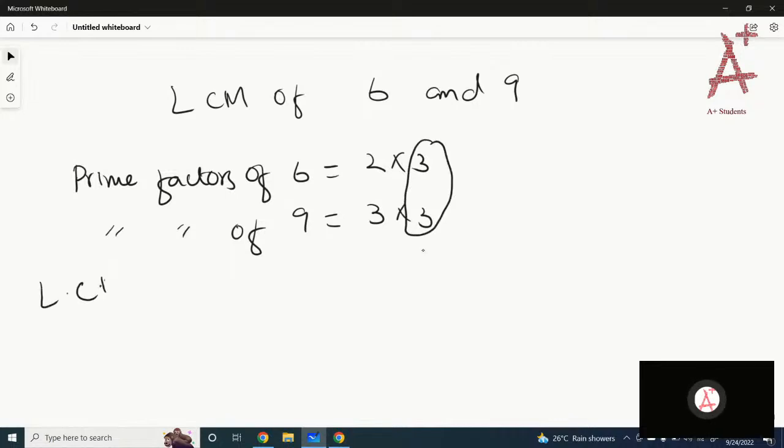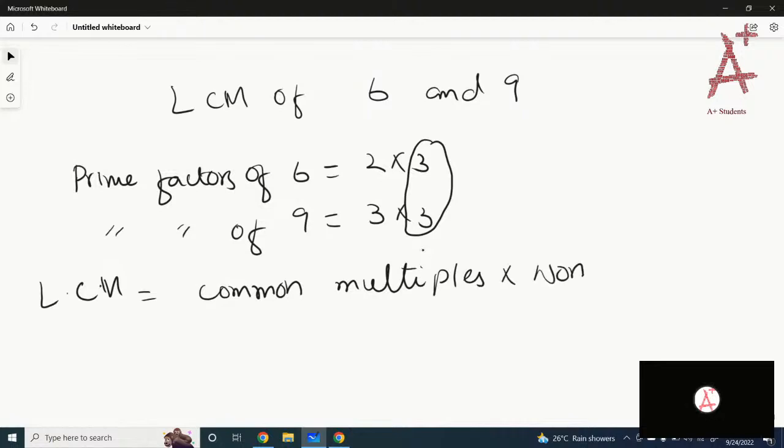So for LCM, you have to multiply the common multiples times the non-common multiples. So the common multiple is just 1, that is 3, and the non-common are 2 times 3. Just multiply these numbers. 3 times 3 is 9, and 9 times 2 is 18. So the correct option is 18. Select the correct option and click on the OK button. Got it?